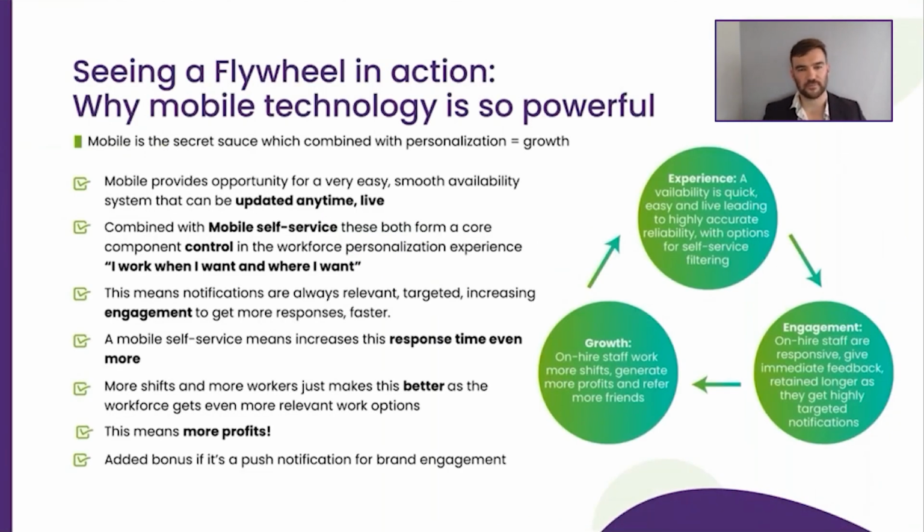All right. Now we're going to get to some of the fun stuff. This is a flywheel in action, and we're focusing again on that mobile technology. So mobile is, as I said, the secret sauce. We've said this is an example: availability is quick and easy. We just focus on that flywheel on the right. The engagement comes up. Staff are retained longer. They can give immediate feedback. Things are targeted. What happens? They work more shifts than they would otherwise.